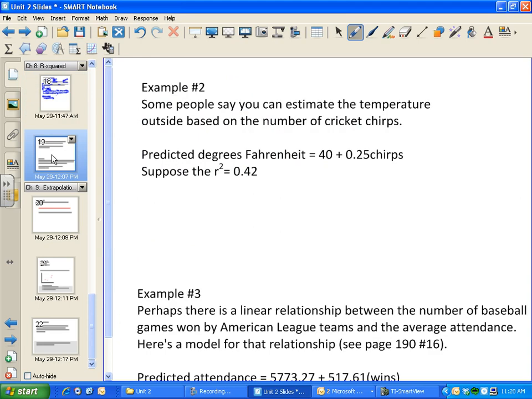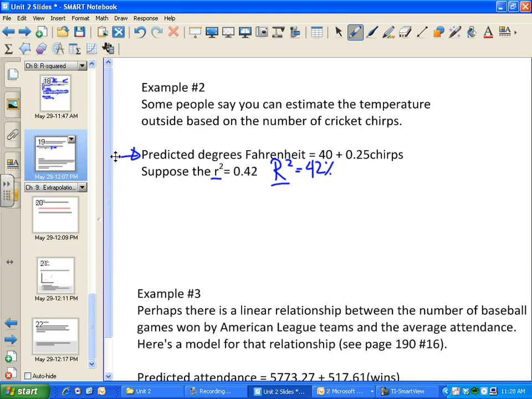I'm going to do one more example for you, and I'm going to leave one for you to try. We've seen this story problem before. Some people say you can estimate the temperature outside based on the number of cricket chirps. So here was the equation of the line that best fit that data set. And I just made up a number. Suppose the R-squared for this story problem is 0.42. So we know that we're going to call that 42%. By the way, your calculator always does a lowercase r. I always write a capital R. Not a big deal either way.